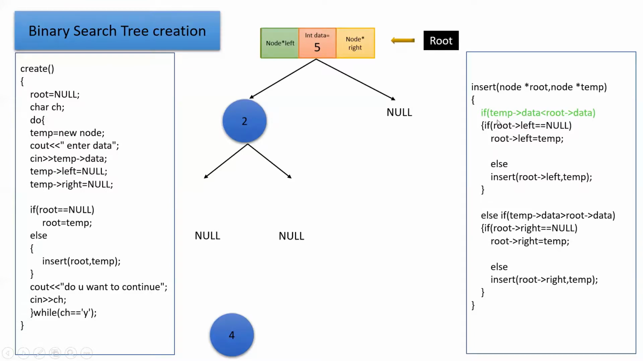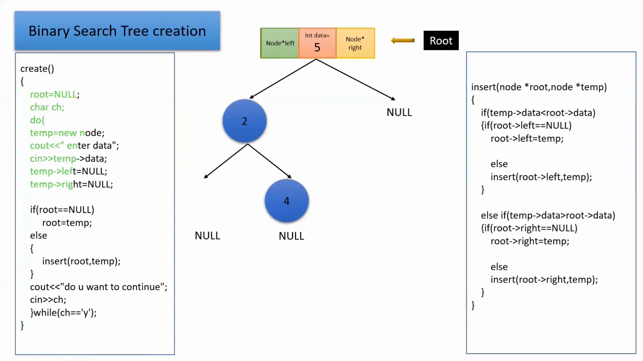Next time it will check 2 and the 4. Now this condition is going to become false, so it is coming to the else part here. Now 4 is greater than the 2 here, and this condition root right is equal to null is true. So it is going to establish the link between the root right and the temp. That means the 2's right child will be attached as a 4. So if you see here, 4 is attached as the right child for the 2.